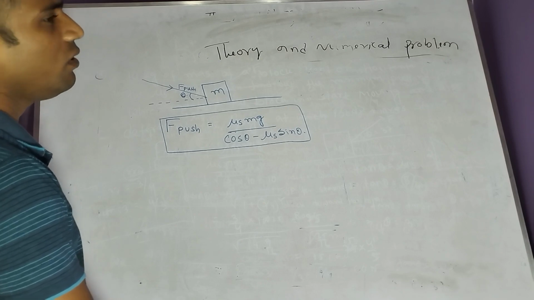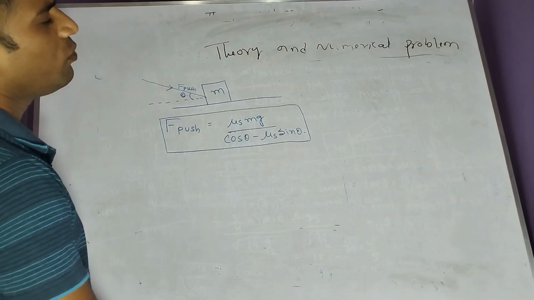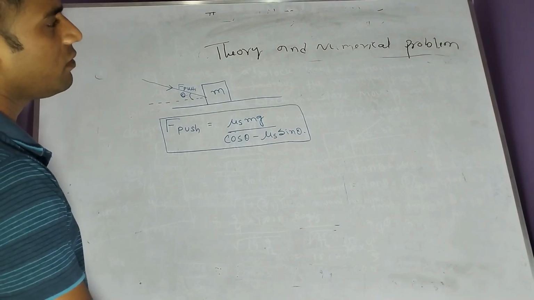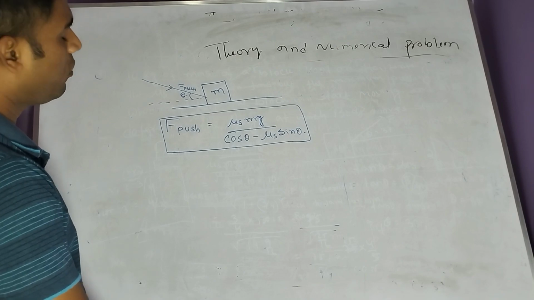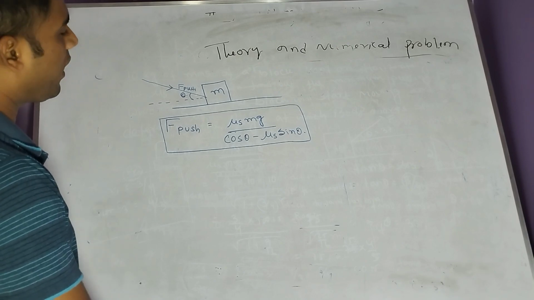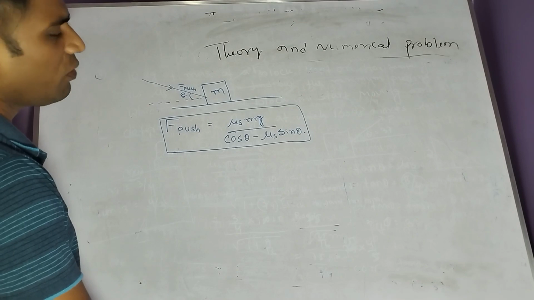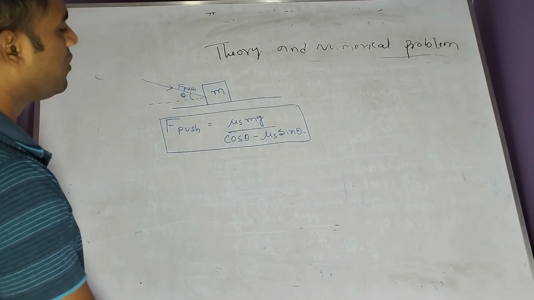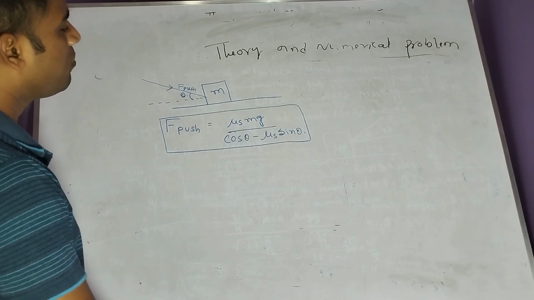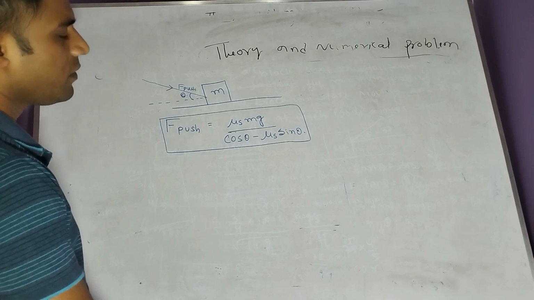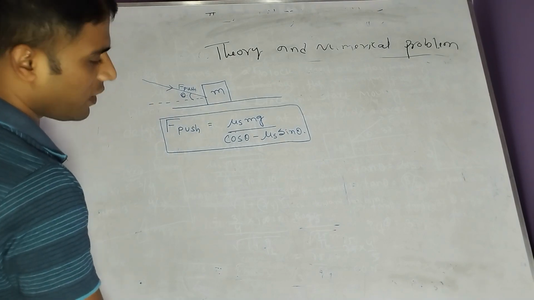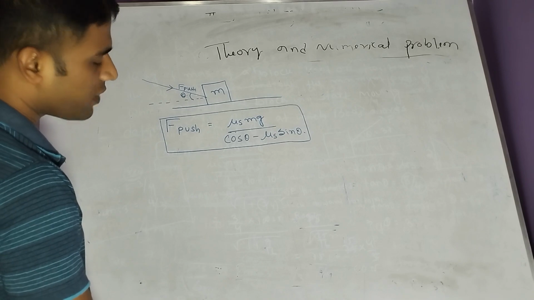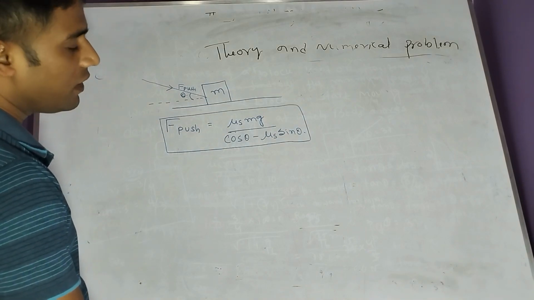Only one equation. So pulling and pushing force are both important, but the pulling force equation has the minimum pulling force and the determination process of the angle. But in the pushing force there is only one equation: mu s mg divided by cos theta minus mu s sin theta. Next problem is the force applied on the body on an inclined plane.